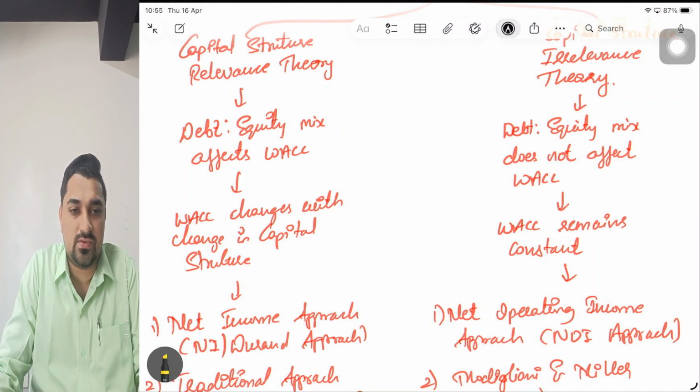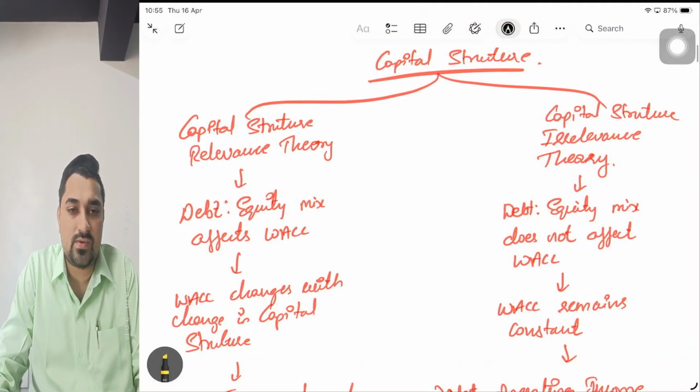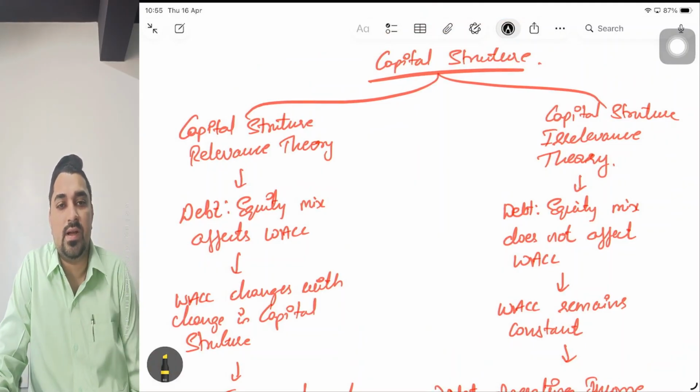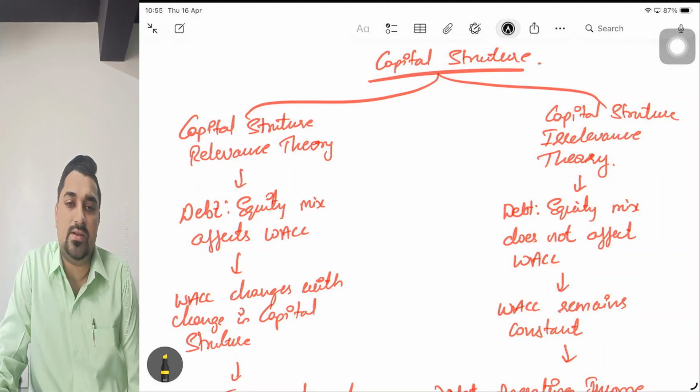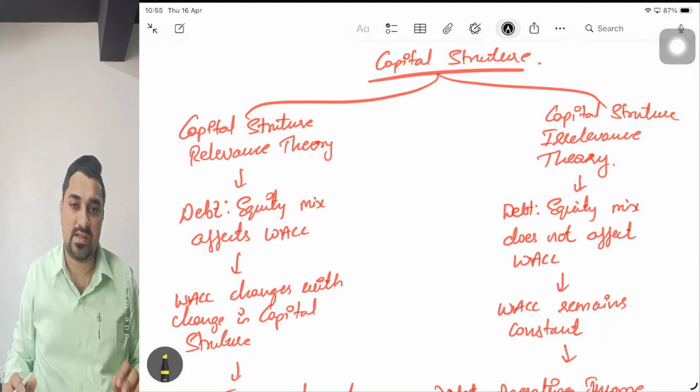So let us continue with the CA Intermediate Financial Management Revision series, and today's chapter is Capital Structure. One prerequisite before we start capital structure is that you should complete the Cost of Capital chapter completely. If you have not seen the Cost of Capital revision series, please complete that chapter first and then come here. Yes. So capital structure, again a very important chapter from the exam point of view.